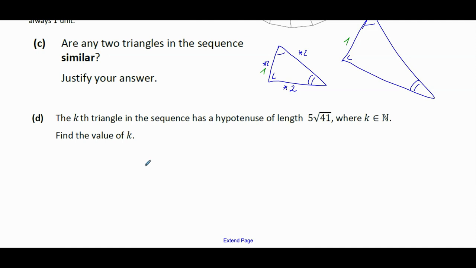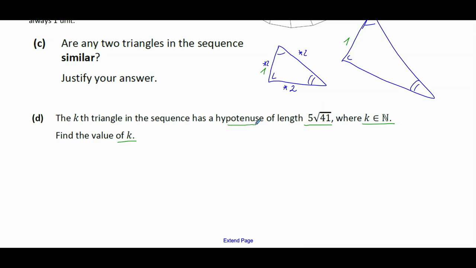Now, part D has something more to do with the sequence. So we have the kth triangle, so some triangle, maybe the 10th triangle, maybe the 100th triangle in the sequence, that has a hypotenuse length of square root 41, where k belongs to N. Why? Because terms in the sequence are whole numbers: term 1, term 2, term 3. We don't have term 1.53. So we have to find the value of k.